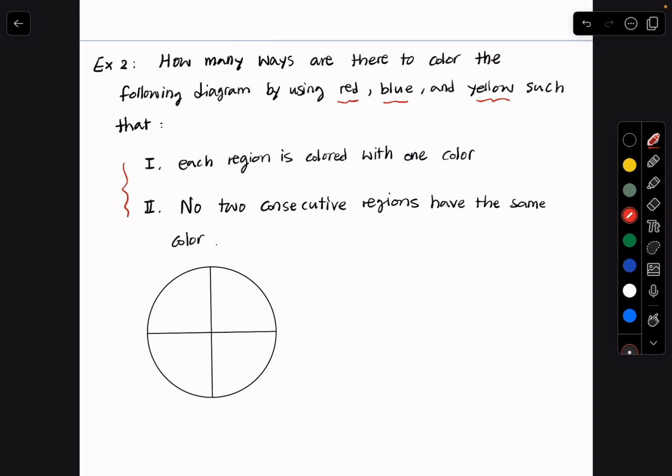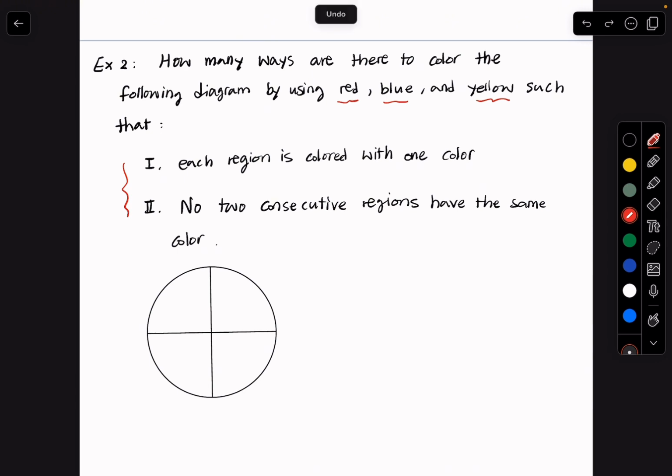The first thing is, each region is colored with exactly one color. So let's look at the diagram. Let's look at this region, okay, so it's this one. That means that you cannot mix two colors together in the same region. And also, you have to pick a color. That means you cannot leave it blank.